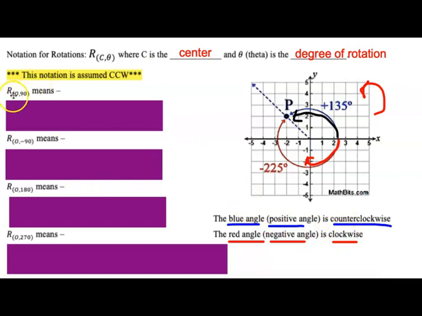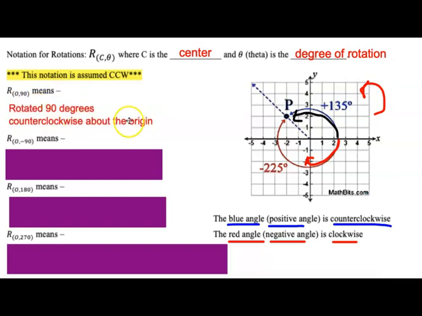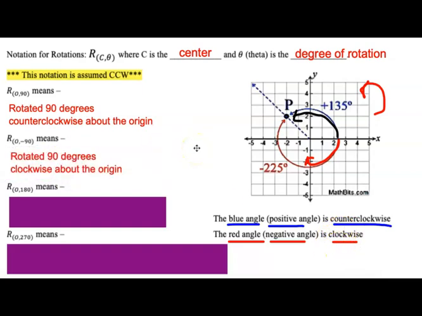So here's what you'll see. You'll see a capital R, parentheses, O, comma, 90. So what that means is you're rotating it 90 degrees counterclockwise, because it's positive, about the origin. So that's just a new notation instead of them actually saying it in words. Negative 90 would mean to go clockwise 90, so one turn. So you're still rotating 90, but now you're going clockwise. So the positive and negative tells you the direction, and the number tells you how many turns.